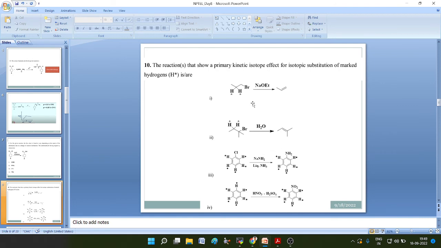Overall, options 1 and 3 are the correct answer for this question. Why not 2? Because it follows E1 and there is no rate determining step in which the CH bond is breaking. I hope this clarifies this question's answer.